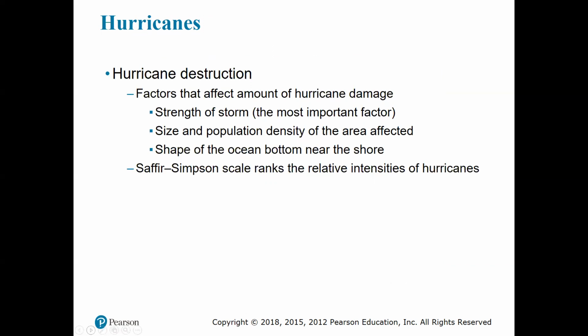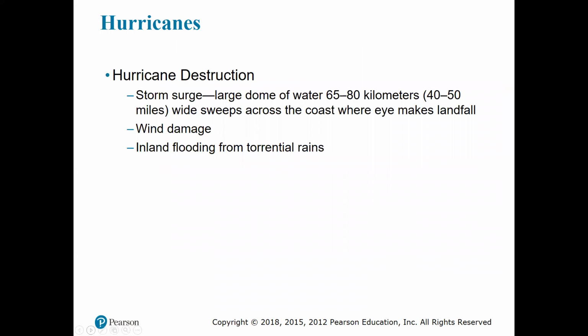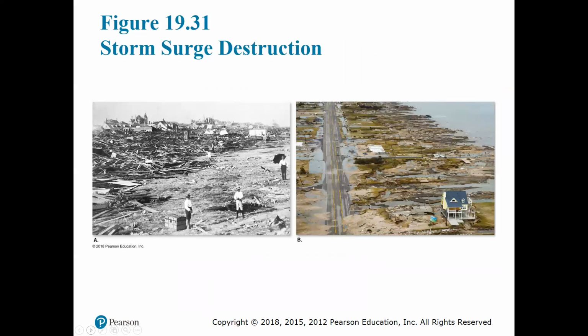So we measure hurricane intensity on the Saffir-Simpson hurricane scale. And so you can see there hurricane categories 1 through 5. Hurricane category 5s, of course, you see their winds greater than 250 kilometers per hour. A high storm surge, which we're going to talk about in a minute. These are catastrophic hurricanes.